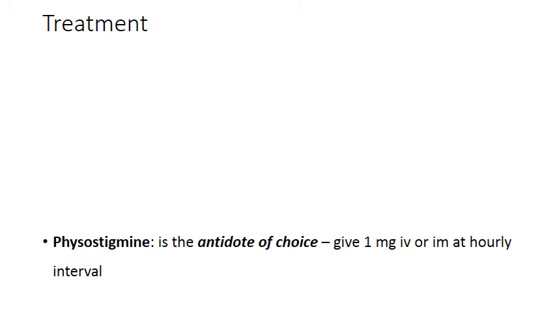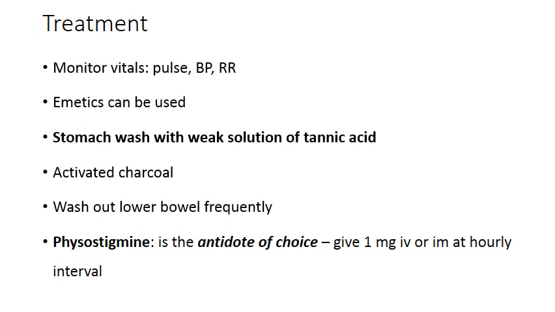So what is the final stage of management of this particular poisoning state? Here I have already shown you that physostigmine is the antidote of choice, and it is given 1 milligram IV or IM at hourly interval. But before you administer an antidote, remember that in an emergency, if a patient comes, the first and foremost duty would be to maintain the ABC, that is airway, breathing and circulation. So before you administer an antidote, you need to monitor the vitals. You stabilize the patient by recording the pulse, BP and respiratory rate.